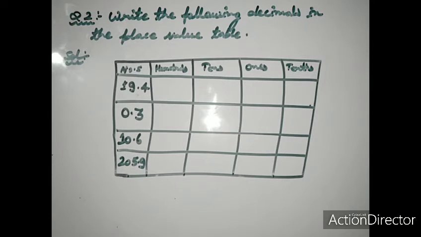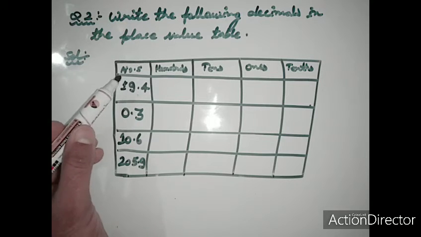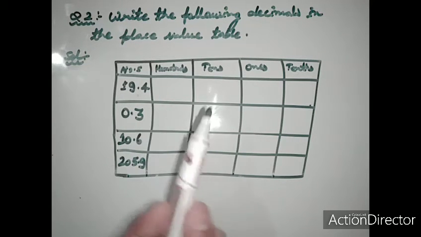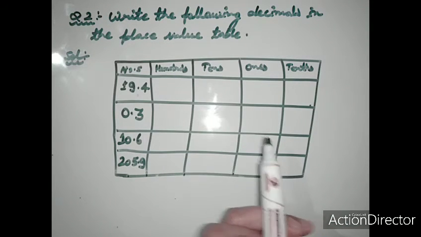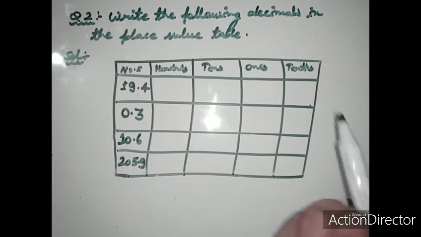Now students, after that we solve question number 2. The question is, write the following decimals in the place value table. In your book, page number 168, question number 2 is given here, right? The A part of this question is 19.4, B part is 0.3, C part is 10.6, and the D part is 205.9. So now we write the given numbers here. We write hundreds, tens, ones, and tenths. Now we write numbers according to their places.